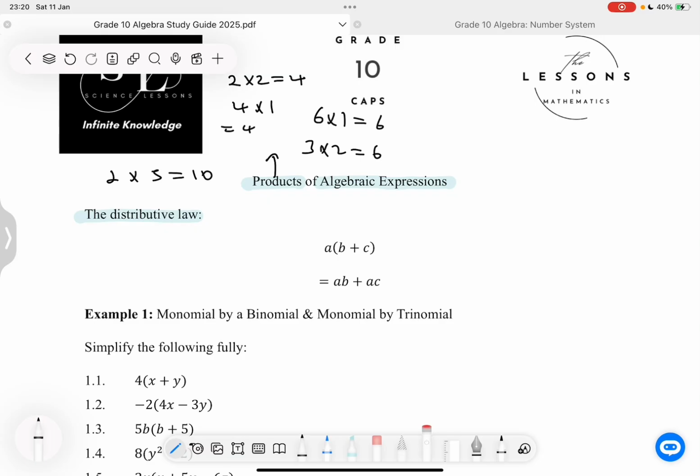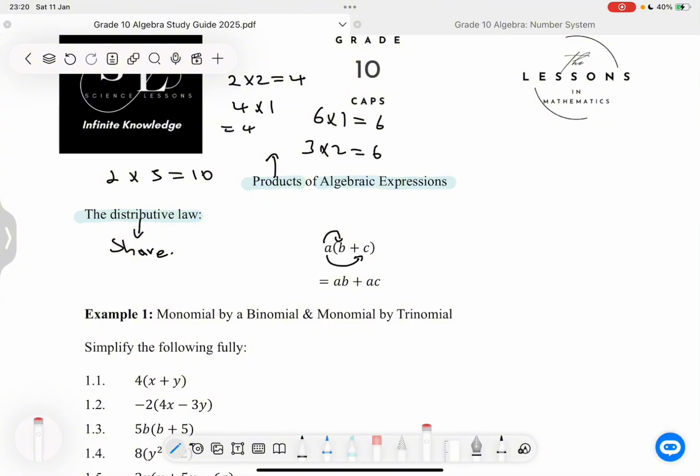Now, the distributive law says that, before I talk about that law, let me just share a little bit of what the word distributive means. This word actually means to share. So this law says that if you have algebraic expressions that are multiplying each other, the terms must be shared. So the A here must multiply the B, and it also must multiply the C.